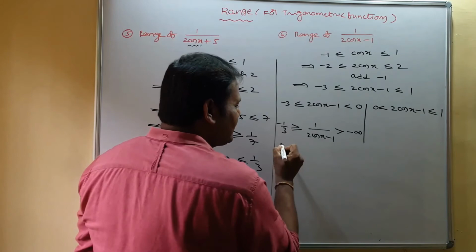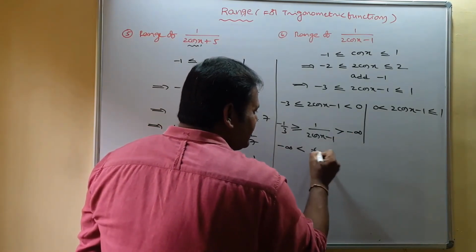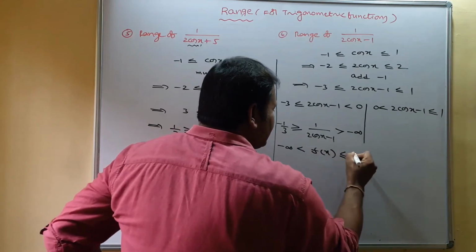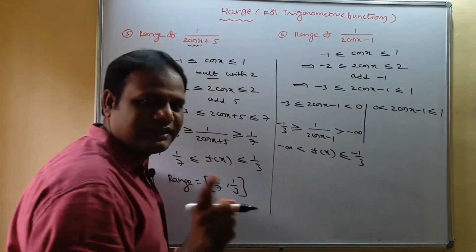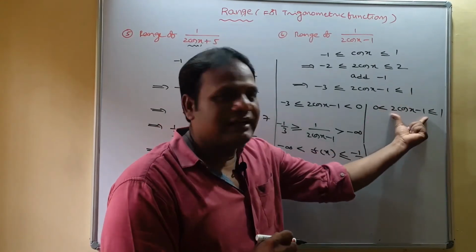Now take them in reverse order. So minus infinity greater than becomes less than f of x less than or equal to minus 1 by 3. Is it clear? So it is over. Coming to this case, again you take reciprocals.